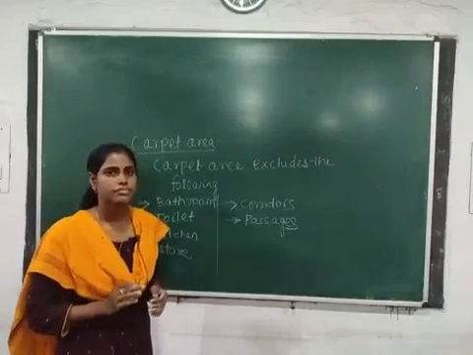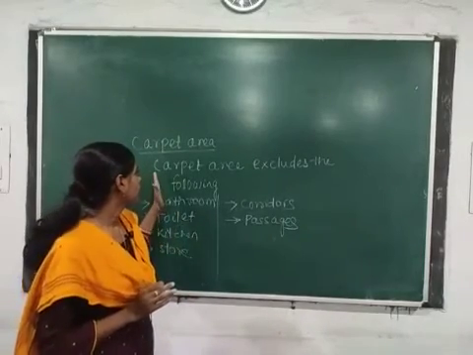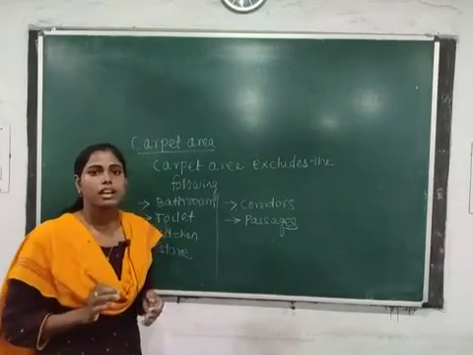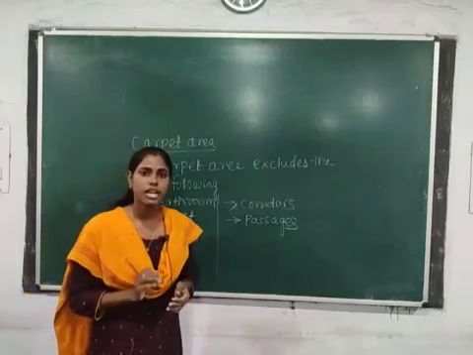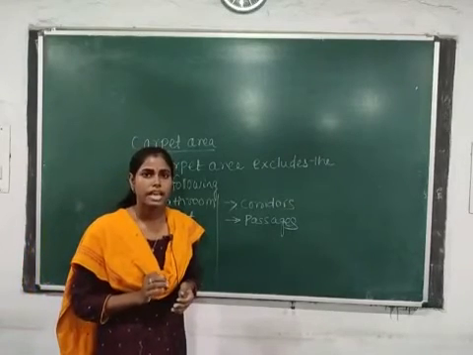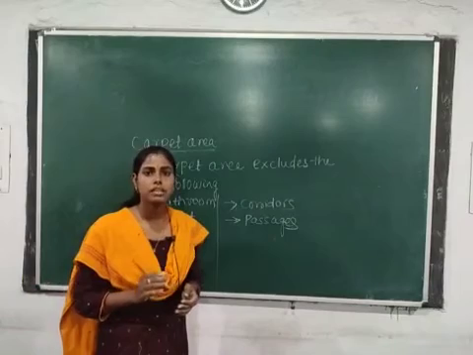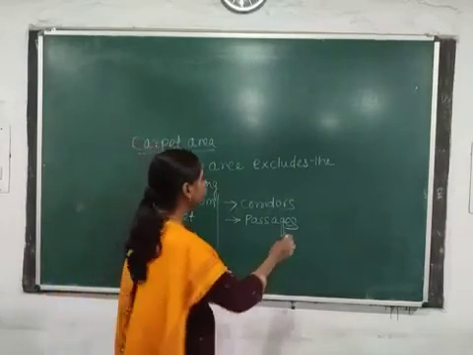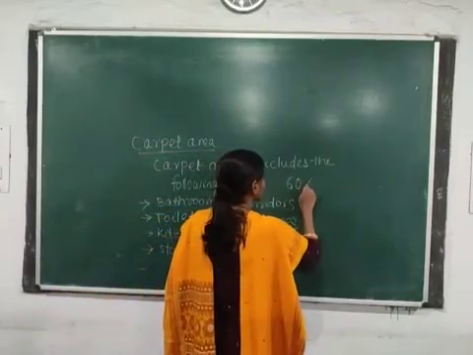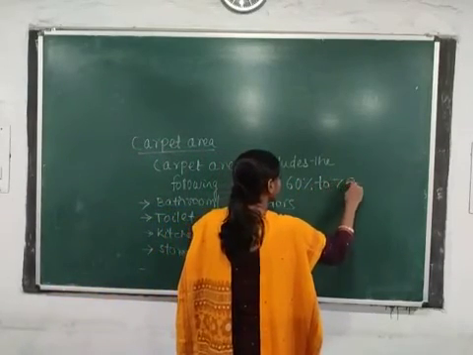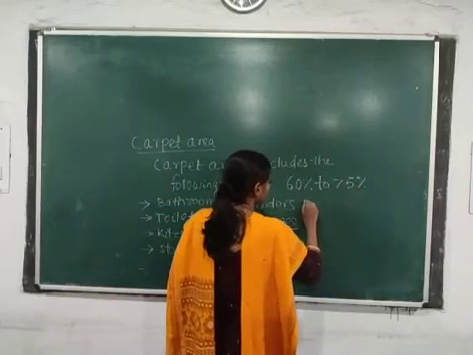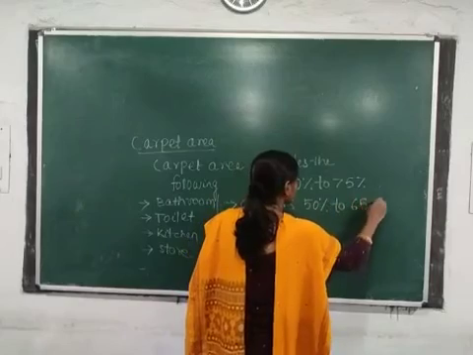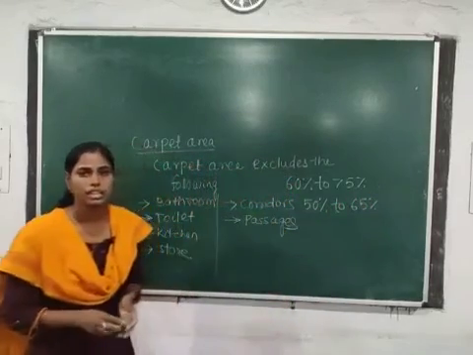For example, generally the carpet area of an office building is about 60 to 75% of the plinth area, and in case of residential building it is about 50 to 65% of the plinth area. So, for office building generally we consider it as 60 to 75% of the plinth area, and for residential building it is 50 to 65% of the plinth area.